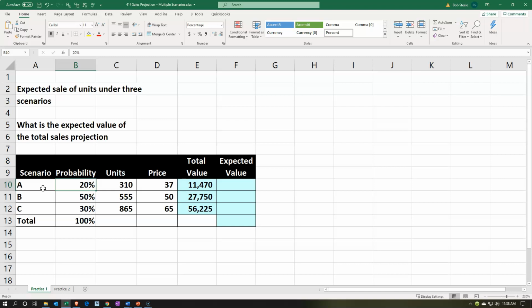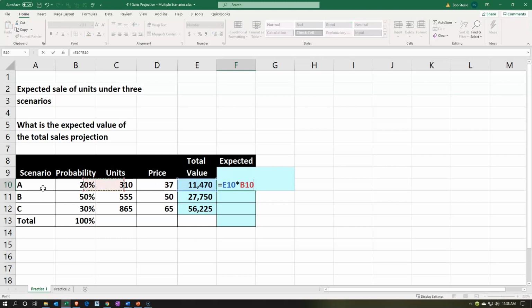So if we came up and said, okay, I think scenario A is about 20% likelihood, versus B 50% versus C 30%, the total percentage should add up to 100%. Then we can use these three scenarios to figure out what the expected value is by taking the probability of each of them happening. So we could then say, okay, let's take this 11,470 and multiply it times that 20%. Let's take this 27,750, multiply it times the 50%. Let's take the 56,225, multiply it times the 30%.